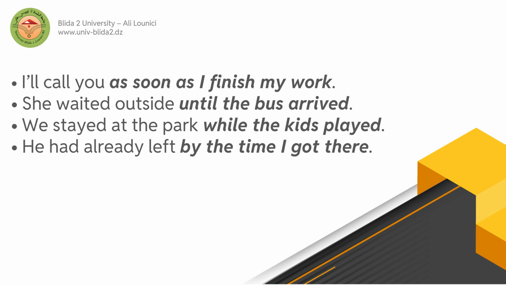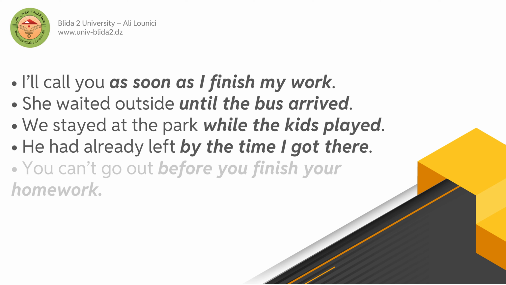In the fourth example: he had already left by the time I got there. This one shows that one action was already finished before the other started. The time clause by the time I got there tells us that he wasn't there when the second action happened. And as you can notice, for the first action that happened, he had already left, we use the past perfect, while for the second action that happened after it, we use the past simple.